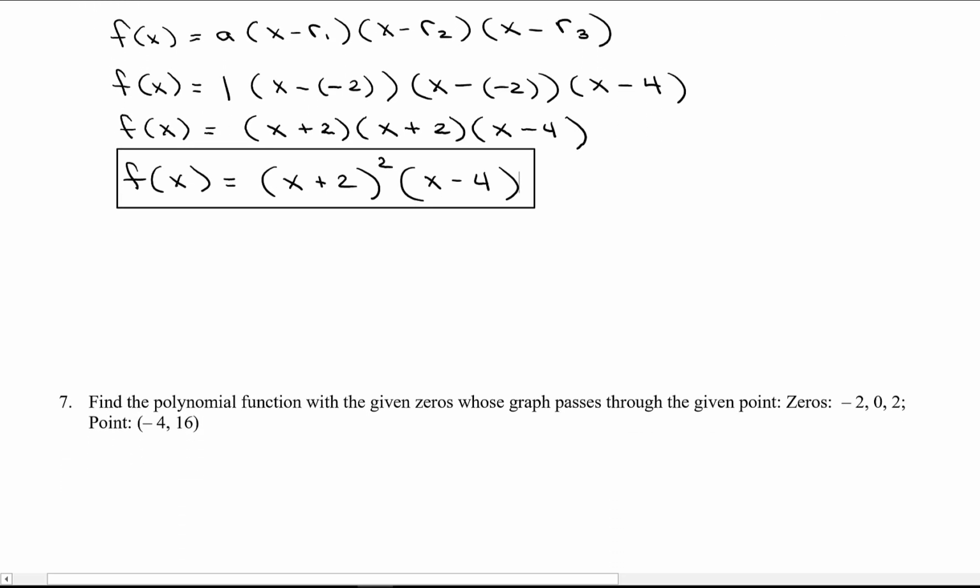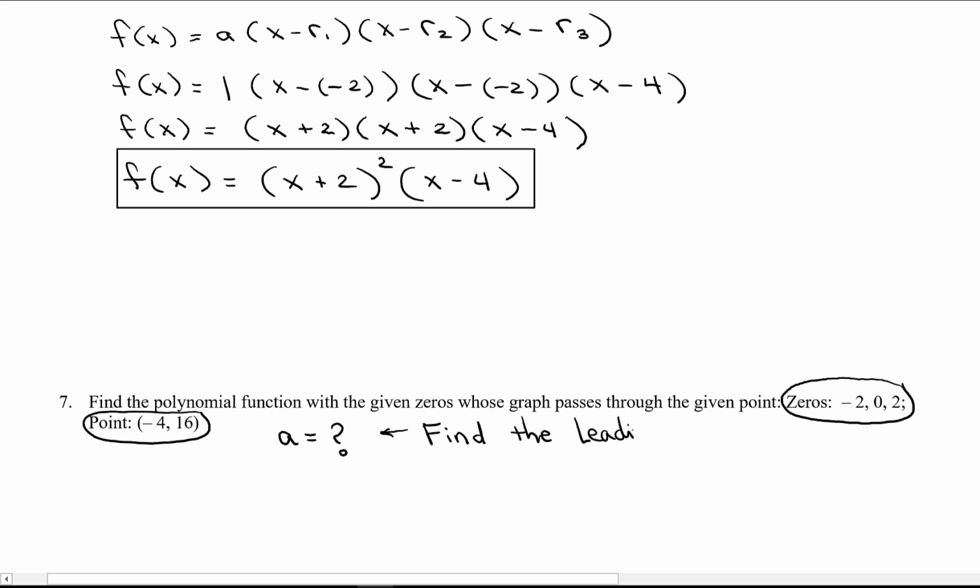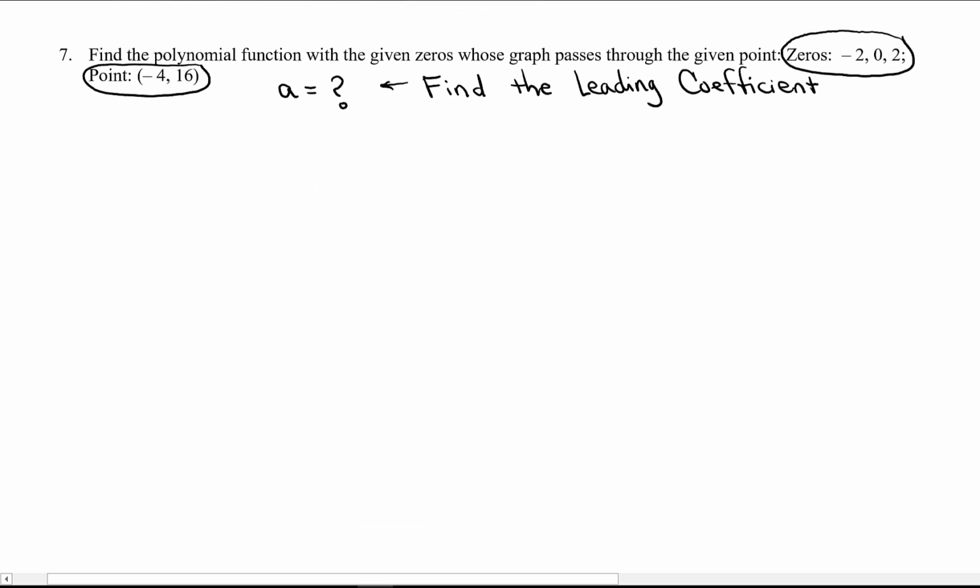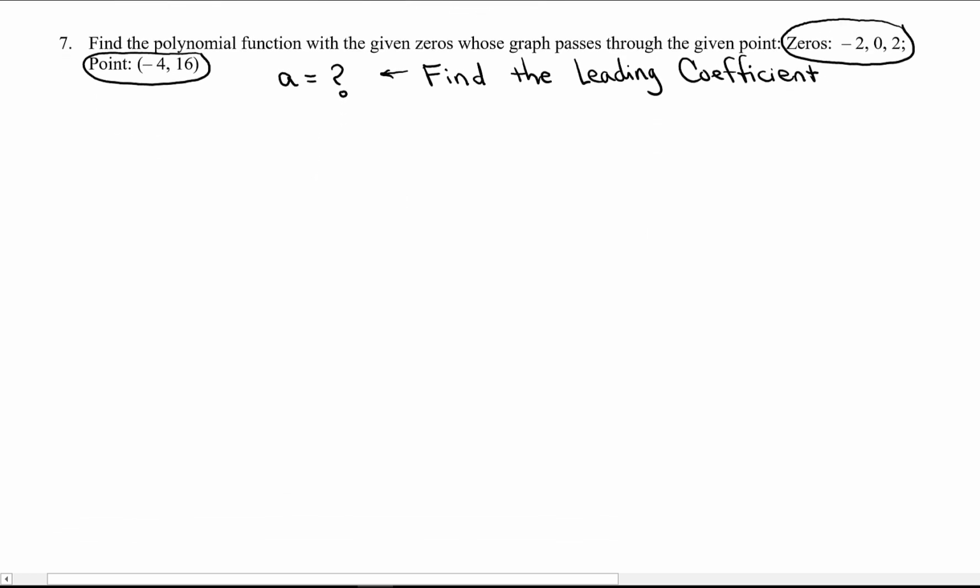Find the polynomial with the given zeros whose graph passes through the given point. Zeros are going to be -2, 0, 2, and the point is (-4, 16). A, we don't know what a is, and we can't choose whatever we want. We actually need to find what a is equal to. So we're going to have to find this specific leading coefficient that's going to create the case that was given to us. I'm going to write down that general form for a polynomial function.